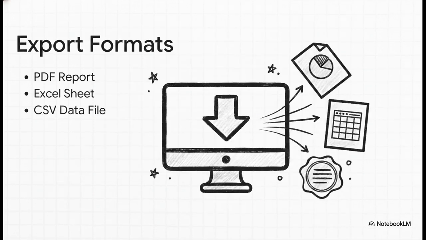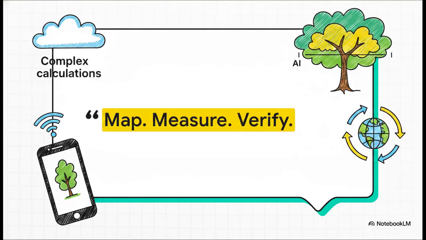And when it's time to actually present your impact, it's effortless. With one click, you can pull a polished PDF report, a detailed Excel sheet, or a raw CSV data file. Your data is instantly ready for those big corporate sustainability presentations, which all boils down to their core proposition: map, measure, verify. We've seen how a smartphone replaces a clipboard, how AI IDs the canopy, and AR measures the trunk.